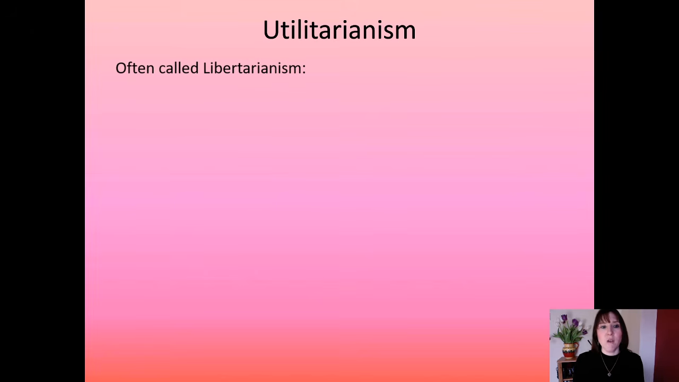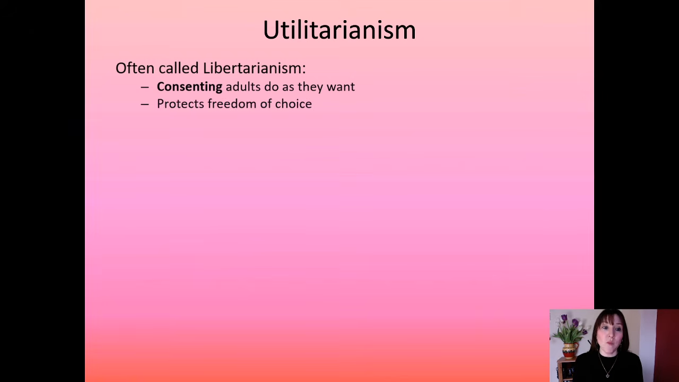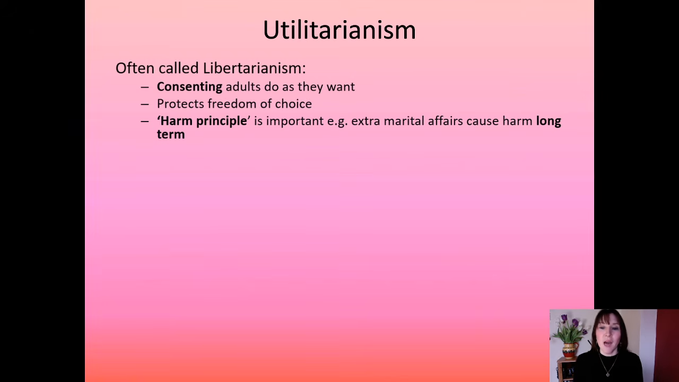Finally, utilitarianism, often called libertarianism. These are consenting adults doing as they want, which protects freedom of choice. The harm principle, now this is really, really important for utilitarianism. You have to talk about this and recognise it. Basically, you have to consider the harm that your actions have on other people.